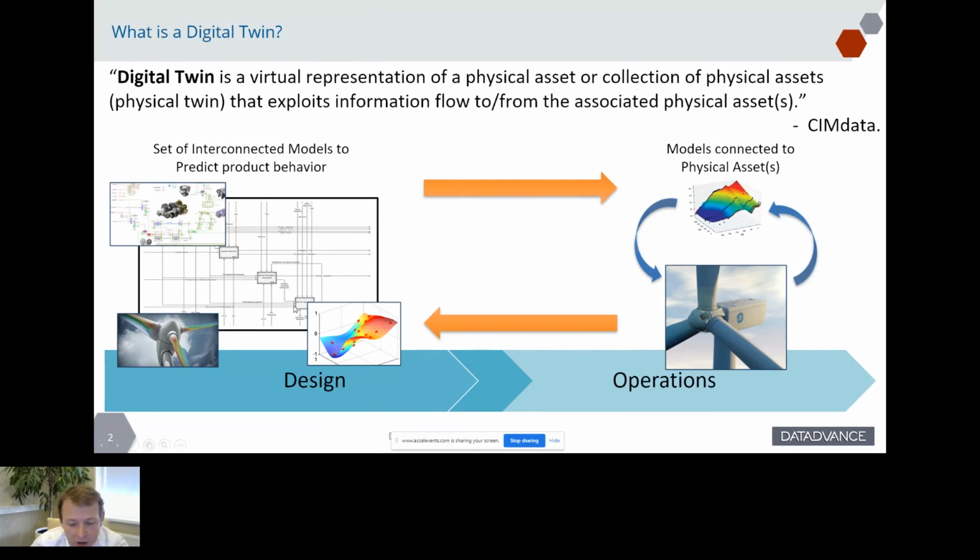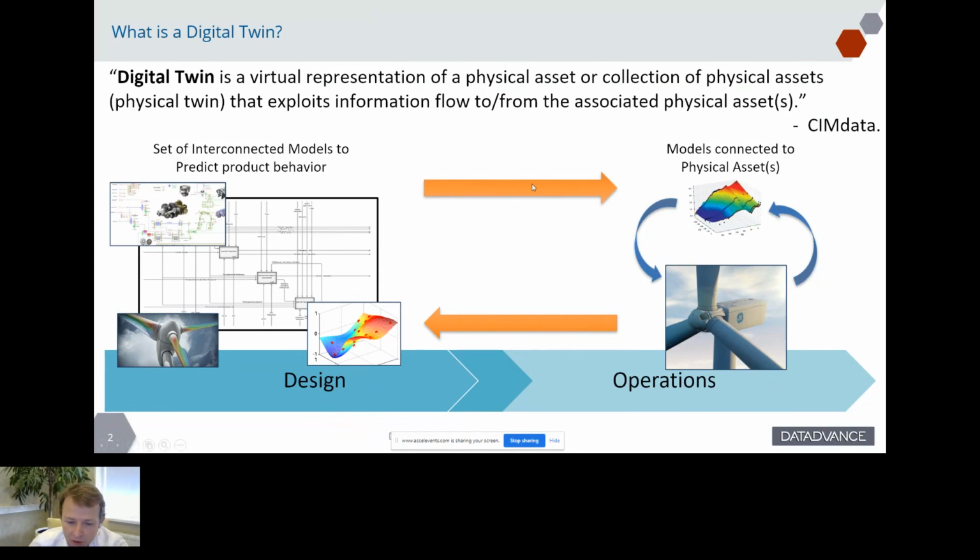I intentionally do not refer to the types of those models. They could be just 1D models, 0D models, 3D CFD models, or machine learning models. This really doesn't matter. It's just an interconnected set of models, which at the design stage could also be used to predict product behavior, predict product properties, optimize product properties, and so on. And at this stage, and this is very important, they are not yet connected to the physical asset.